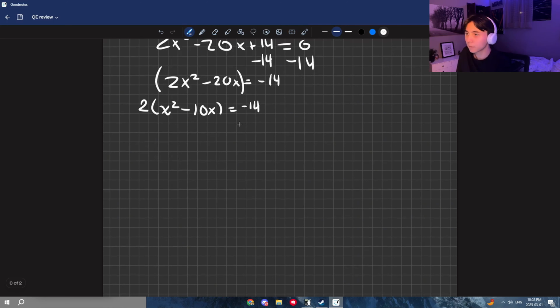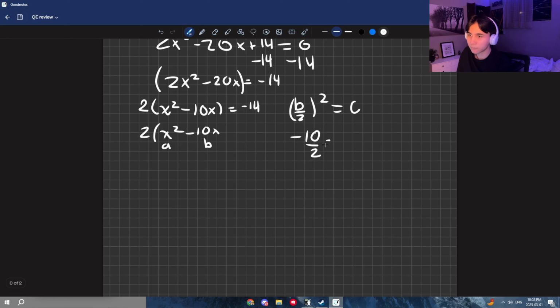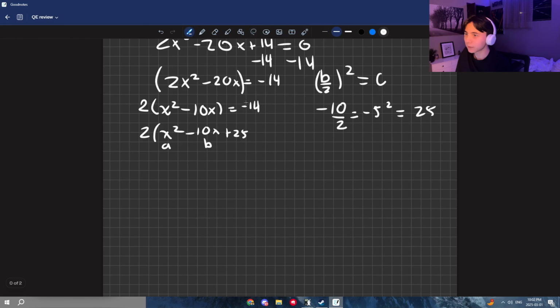From here, we can complete the square. So we have x squared minus 10x, and this is a, and this is b. So b divided by 2 squared gives us our new c value, as you remember. We're just going to take negative 10 divided by 2 and get negative 5 squared, which is equal to 25. So we have plus 25. And since we can't just add these random numbers into our equation, we have to actually subtract 25 at the end. And it's all equal to negative 14.